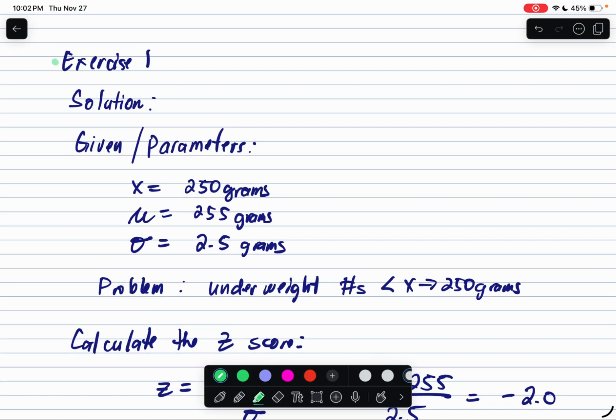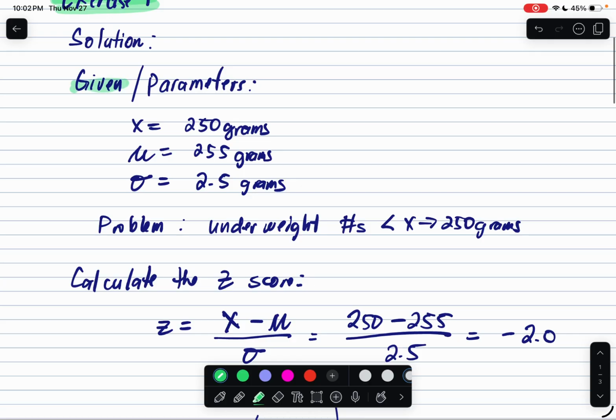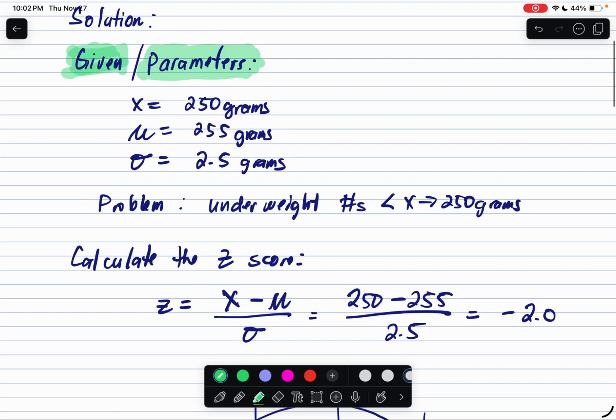So, this will be for exercise number one. First, I listed all the numbers, the given numbers. In statistics, we call these parameters. Whenever I make a video about statistics, you'll know that these are the given numbers. So we have here x, the given one, 250 grams. This is your mean. I call this one mu.